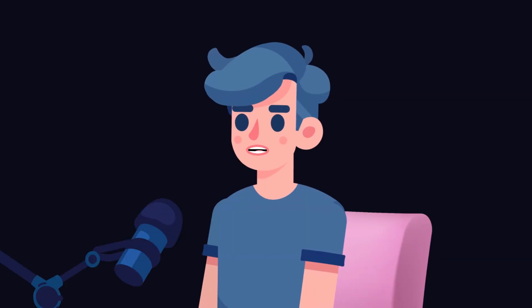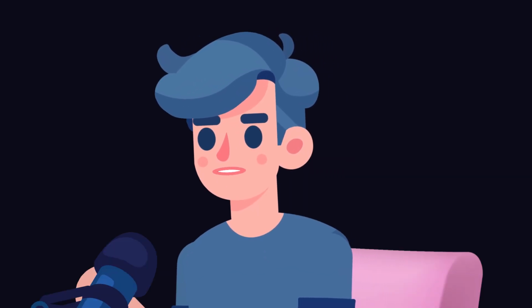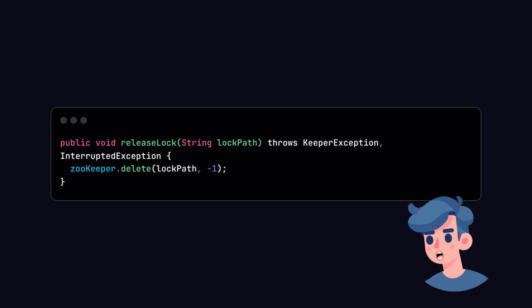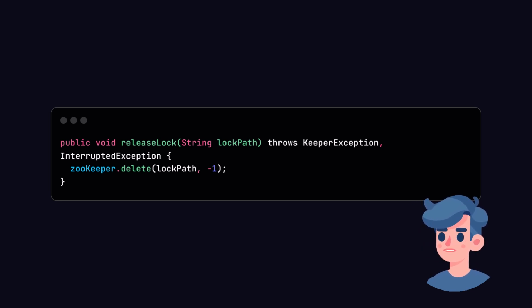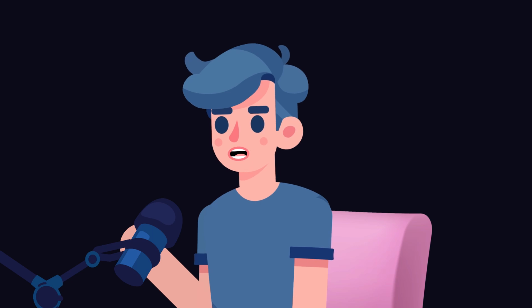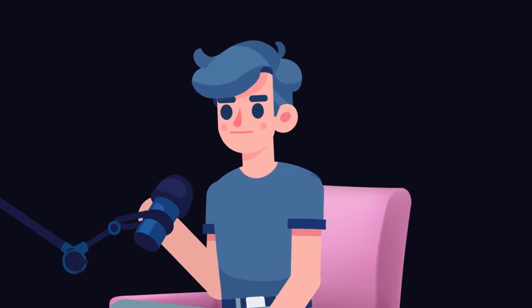The acquireLock method tries to create an ephemeral lock node. If it succeeds, it returns true, indicating that the lock is acquired. If another instance has already created this node, it returns false. Similarly, we will implement a method to release the lock by deleting the lock node once we're done with the critical section of our code. Now that we have our lock methods, you can use these methods to synchronize access to a shared resource in a distributed application. This is a powerful feature of Zookeeper that enables coordination.